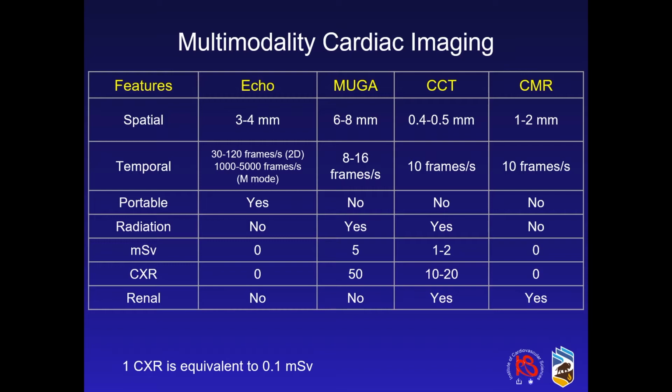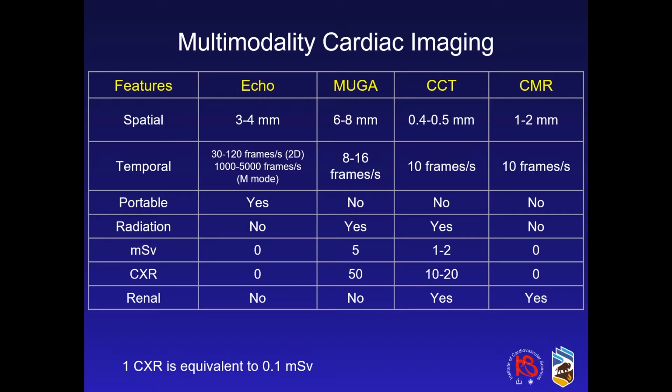Then we move on to portability. One can see that as we have come over the past 30 years, echo is becoming much miniaturized as compared to MUGA, CT, and MRI. Radiation is a key element. One must note that echocardiography and cardiac MRI are not associated with any radiation exposure. However, both MUGA and cardiac CT are associated with radiation. Specifically, if you look at the number of millisieverts, MUGAs are associated with about 5 millisieverts, which equates to about 50 chest x-rays, and cardiac CT, prospective that is anywhere from 10 to 20 chest x-rays.